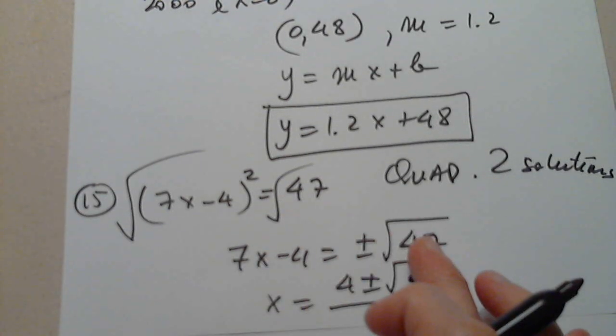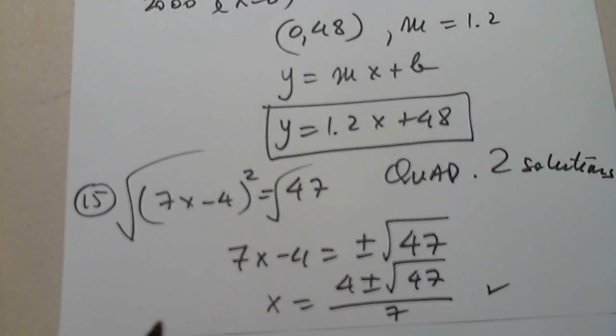Negative 4 goes to the other side as being positive, and I divide everything by 7. And you cannot further simplify. This is it. This is 15. 16. So the quadratic equation by completing the square.